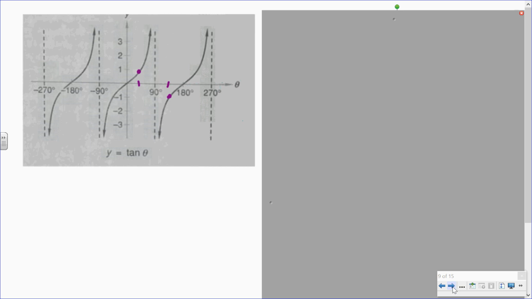And isn't tangent undefined for 90 and -90 degrees? So I don't actually have any points that are 90 comma something or negative 90 comma something or 270 comma something. I've got these vertical asymptotes in there. So what do you think about that one? Is it symmetric about the y-axis?